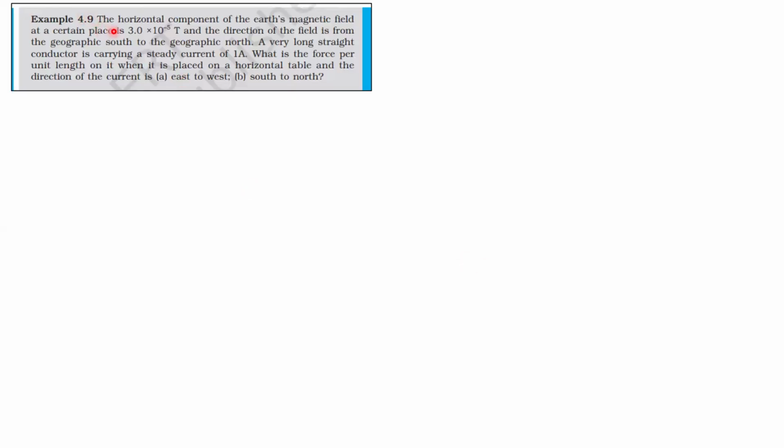Example 4.9. The horizontal component of Earth's magnetic field at a certain place is 3 × 10^-5 Tesla, and the direction of the field is from the geographic south to the geographic north. A very long straight conductor is carrying a steady current of 1 ampere. What is the force per length on it when it is placed on the horizontal table and the direction of the current is east to west as well as south to north?